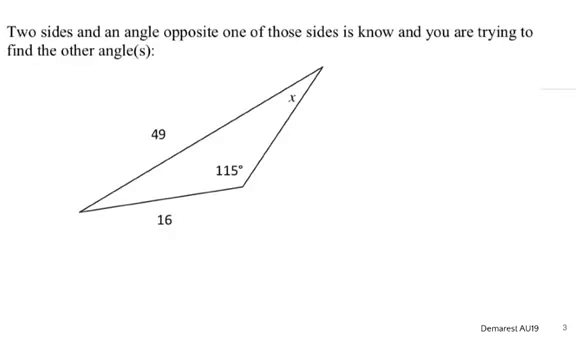So the first example I'll do is we have two sides and an angle opposite. One of those sides is known and you are trying to find the other angles. So we'll just solve for x here. Notice we've got this side and this side, and a non-enclosed angle, right? This goes side, side, angle, which is why we can use law of sines here. You don't know law of cosines yet, but if we had known this angle instead, the angle enclosed by the two sides, this would have to be a law of cosines problem. But because we got side, side, angle, we can use law of sines.